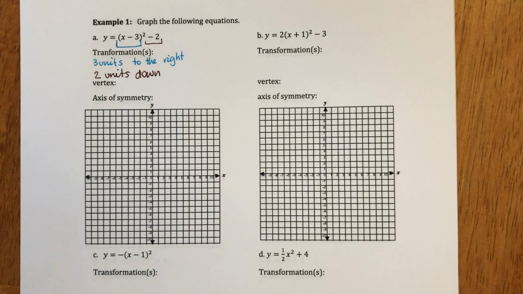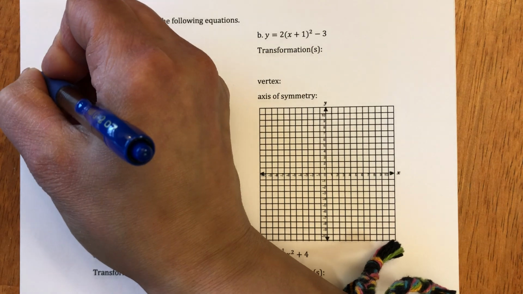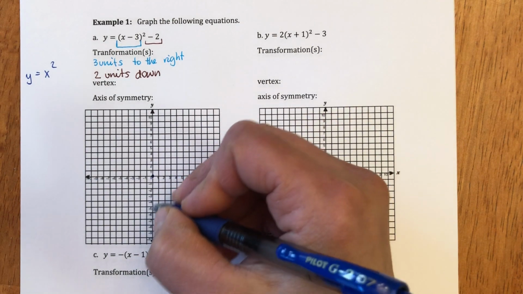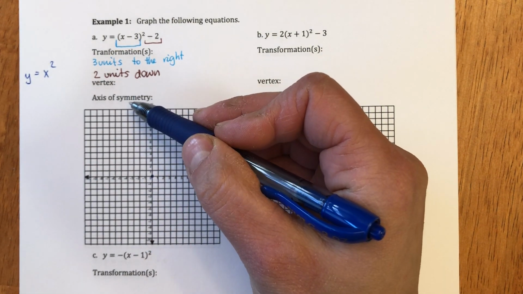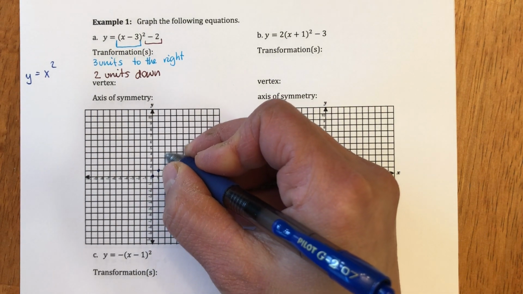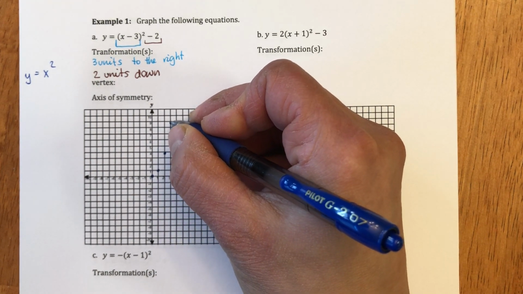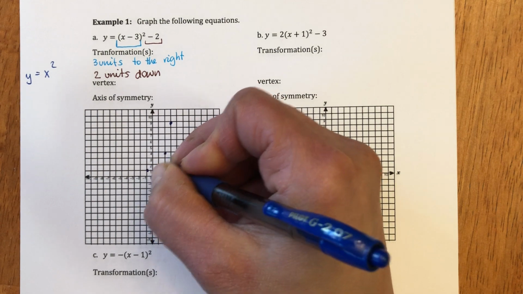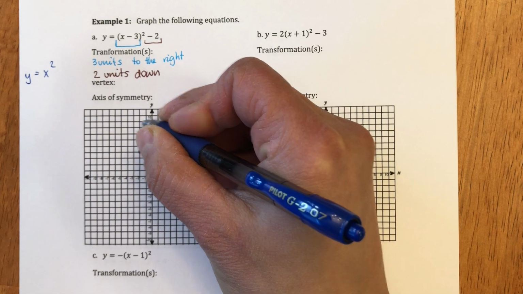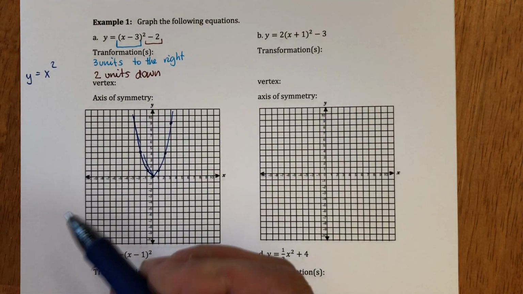What I am going to do is I am going to start by graphing my parent graph, which is y is equal to x squared. And then we'll think of the transformations, and then we'll figure out what the vertex is, and then we'll figure out what the axis of symmetry is. 0, 0, 1, 1, 2, 4, again 3 up, 1 over, 3, 9, and this 2, and so on, 3, 1, 2, 3, perfect. So again, this is my parent graph.